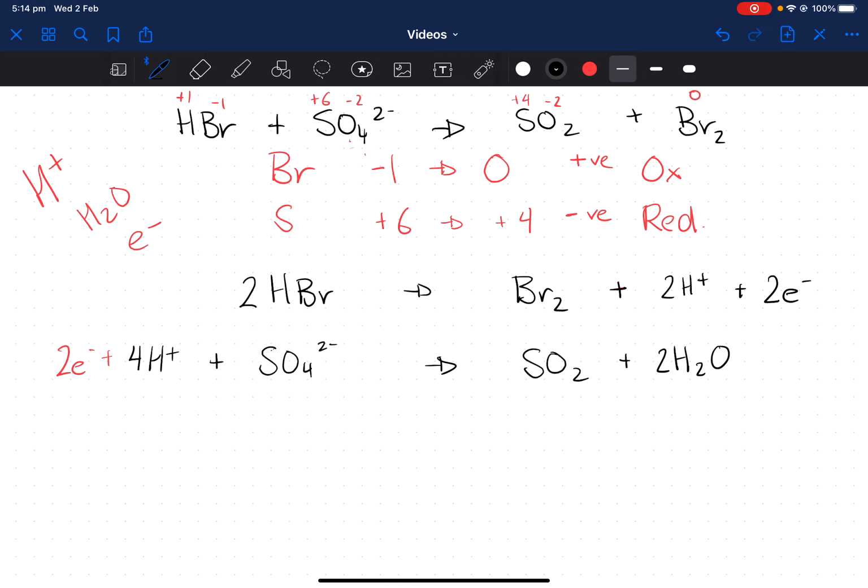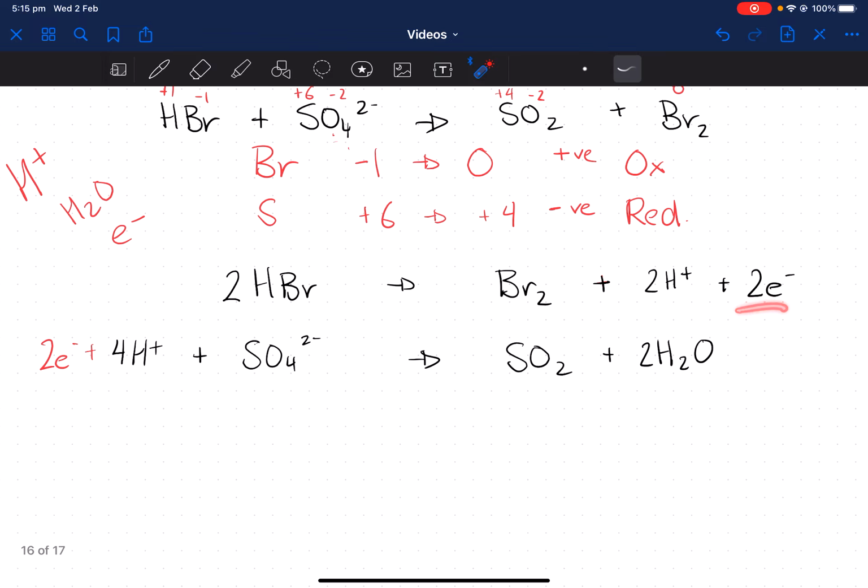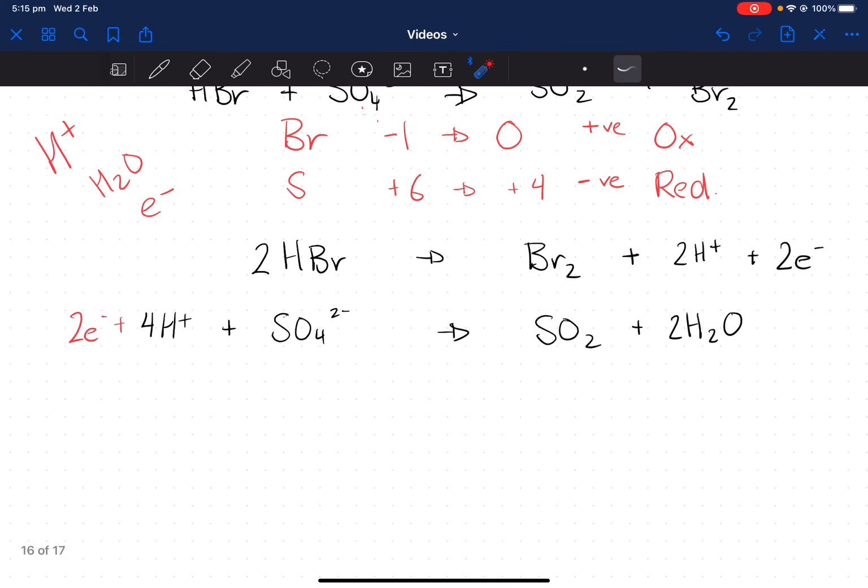Both of the half reactions have electrons, and the electrons are on different sides. That is really important. If you get to this step and your electrons are both on the same side, you have done something wrong. You need to go back and look at it again. So it's a quick check. Your electrons must be on different sides at this step.